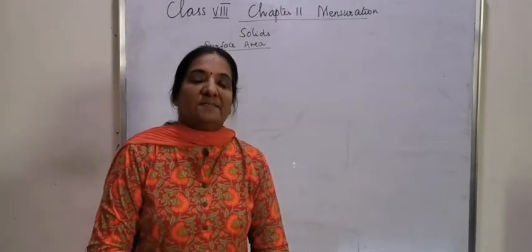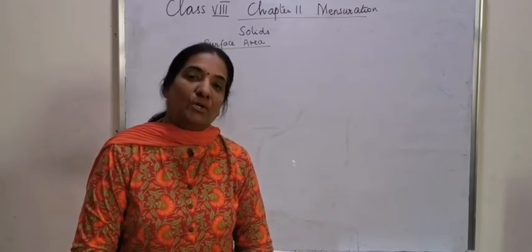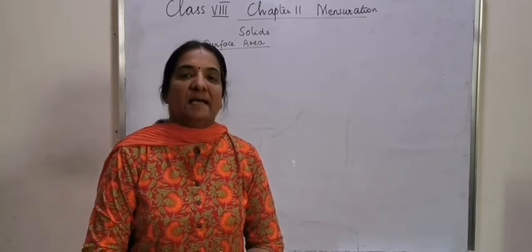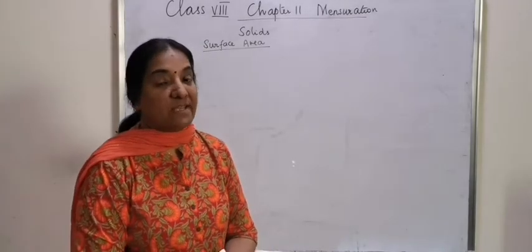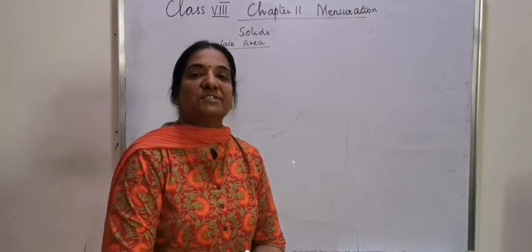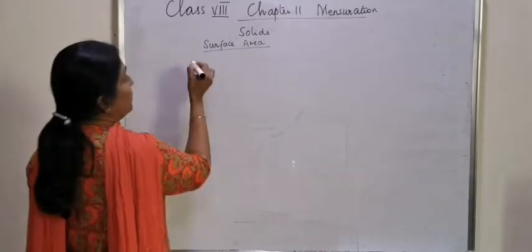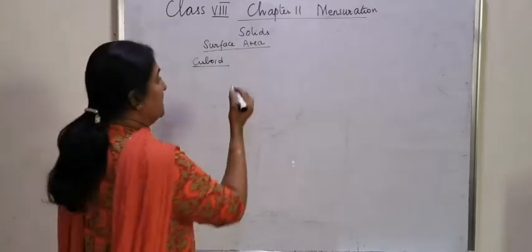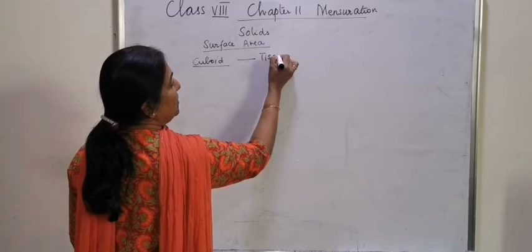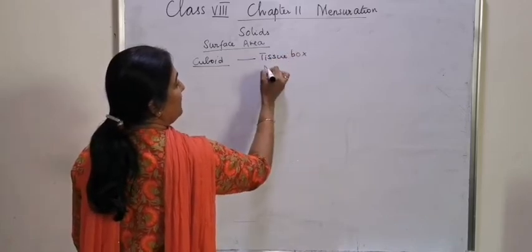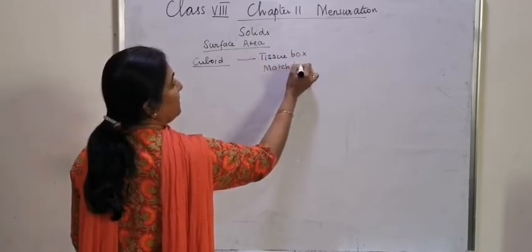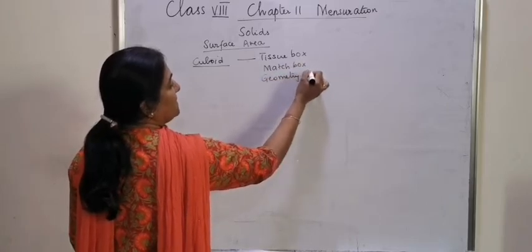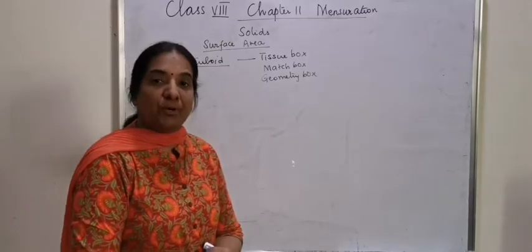The next topic is on solids. What are solids? Something which occupies space are called as solids, and solids are always three-dimensional. The first solid is the cuboid. The clear example of a cuboid is a tissue box or matchbox or the geometry box. These are all clear examples of a cuboid.